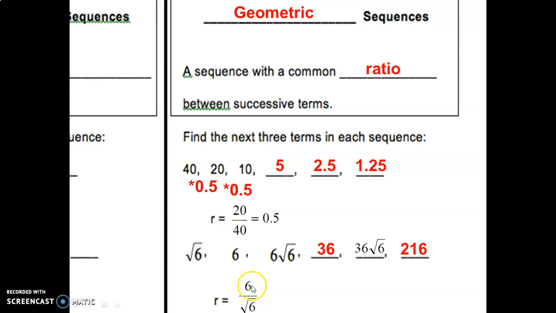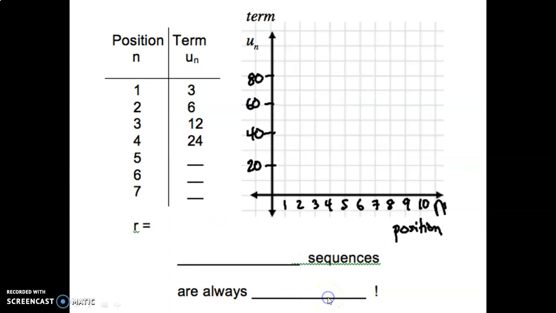So our common multiplier, you can take any two terms and divide. So this term divided by this term, that is actually the same as root 6. You could have done 6 root 6 divided by 6, which would give you root 6 as well. That's our common multiplier. Common ratio, geometric sequence.